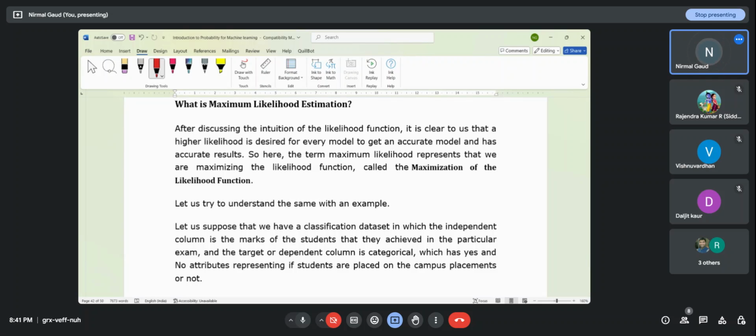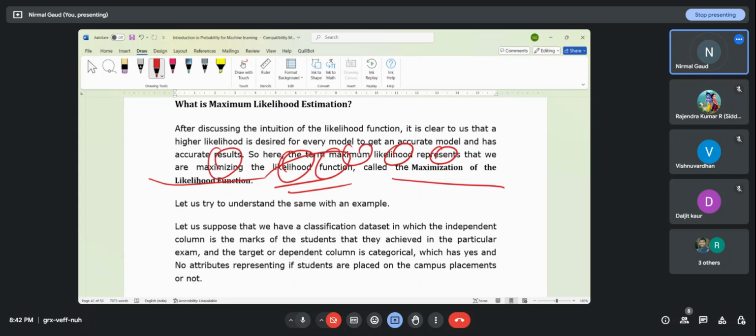So the term maximum likelihood represents that we are maximizing the likelihood function. On what parameters, on what value will this function give the maximum value? That's what we are doing. It's called maximization of the likelihood function. So you have a function, you take a log of it, you perform the differentiation of it, you equate it to zero, and you find the value of p.